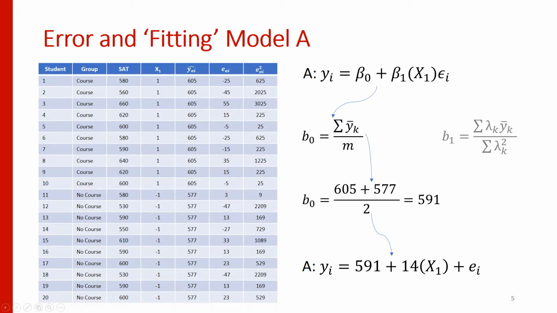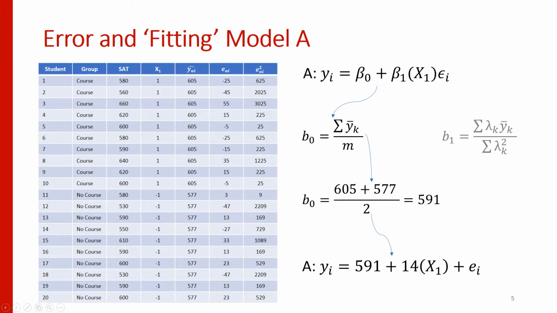So again, we have a beta 0, which we need to turn into a b0. So in order to fit this b0, we're going to take the sum of the mean in each group. Okay, so this is y bar sub k. So this is the mean for each group. So again, that's going to be 605 for our course group and 577 for our non-course group. And then we're going to divide that by the number of groups that there are. So we have 605 plus 577 divided by 2 gives us 591.